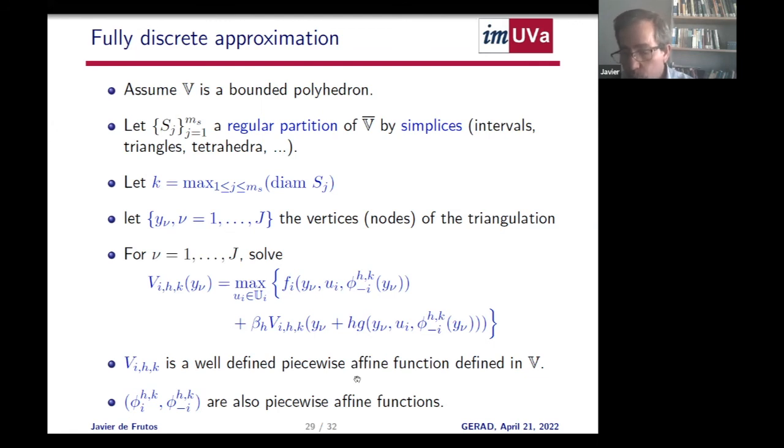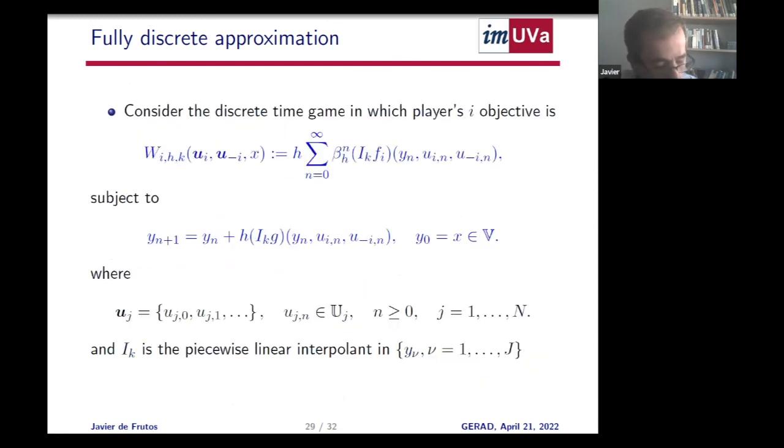This way, what we compute is a piecewise linear function that is meant to approximate the discrete time approximation, which in general is not piecewise linear, of course. And also we are changing the admissible strategies of the discrete time equilibrium by piecewise linear strategies that are meant to approximate the strategies in the discrete time problem.